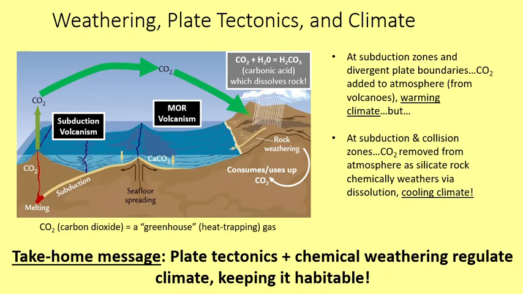So in the second bullet there, then just to summarize, at both subduction and collision zones, carbon dioxide is removed from the atmosphere as silicate rock chemically weathers via dissolution. This is what cools the climate. So the take-home message here is that it's plate tectonic processes that help control chemical weathering and sort of keep Earth's climate in balance.